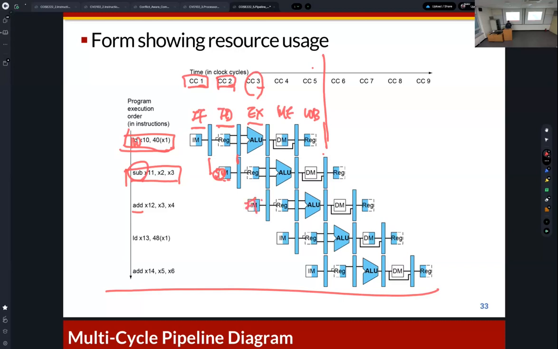And if you look at CC5, clock cycle number 5, we can find that 5 different instructions are in the 5 different stages of the pipeline processor. Do you understand?